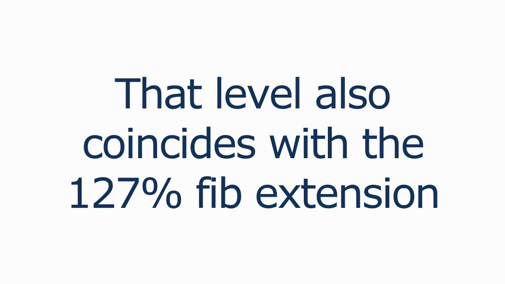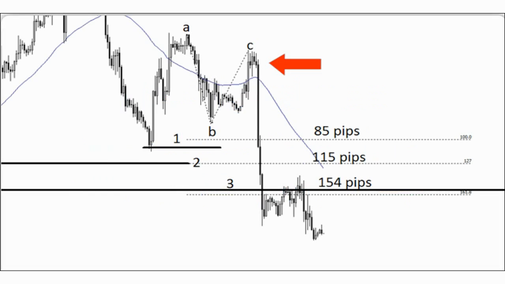As an added point, that level also coincides with the 127% fib. So either the extension tool or the retracement tool gives you the same area. Now here we simply use the A, B, C move to give us Fibonacci expansion levels. And the red arrow is where the trade originates from. Line 1 has its zone at a level where price was once supported and lines up with the 100% extension area.